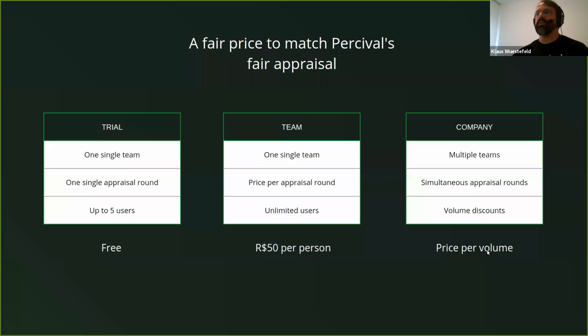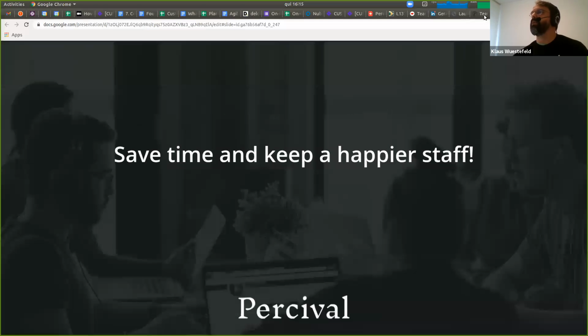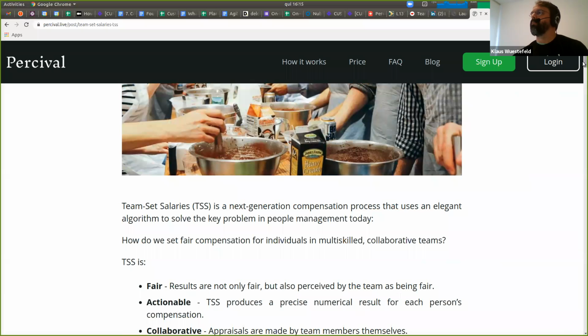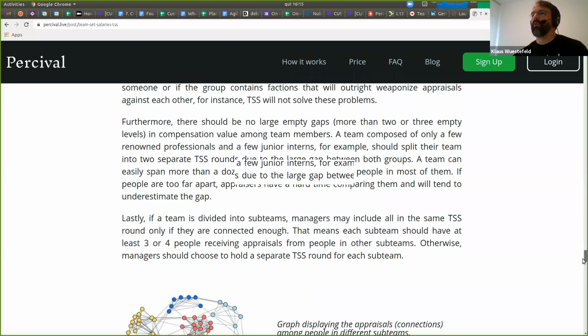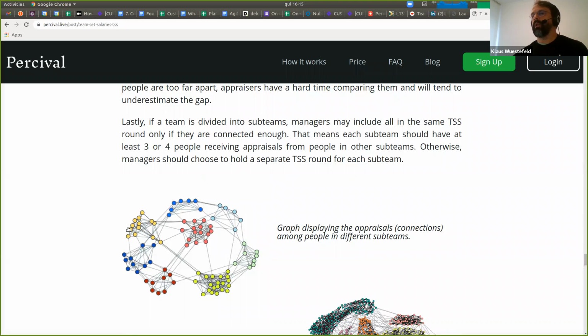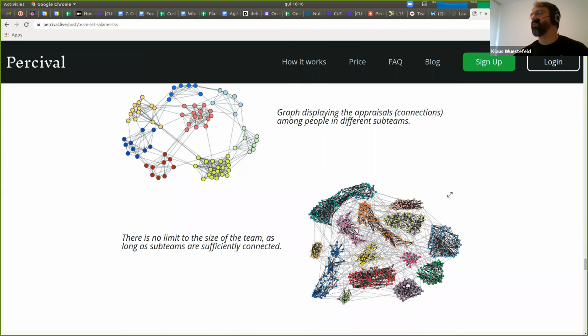If you have, let me see if I have a slide on this. No, I'll show you here. Okay, so suppose we have a large, let's say a software engineering team, separated into squads, right? Into smaller teams. If people cross-pollinate enough, they collaborate enough across teams, like a designer or a project manager that works with more than one team, or a person that has changed squads recently, so if there are enough appraisals among a few people in the team, you can put everyone in the same round, and there is no limit to the size of the team.